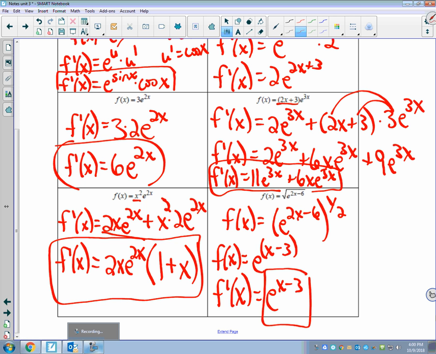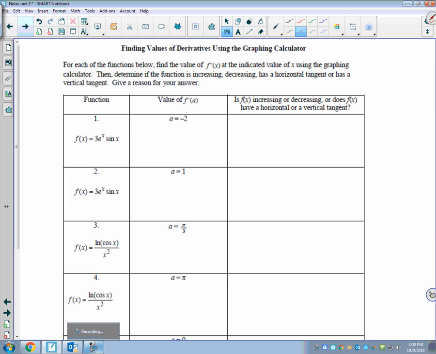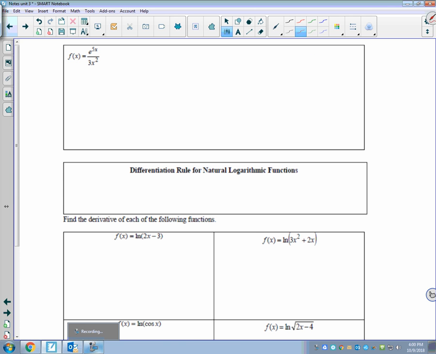Yeah? I think so. All right, I'm only doing one more page, because then the next page is how to use the calculator. So bring your calculator to class.